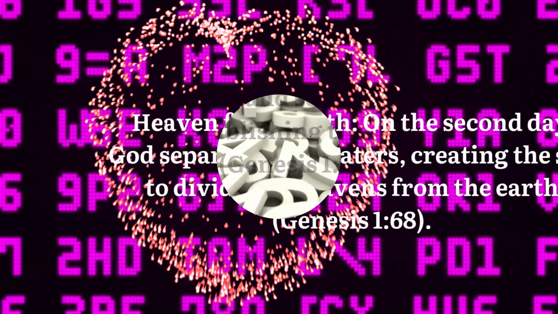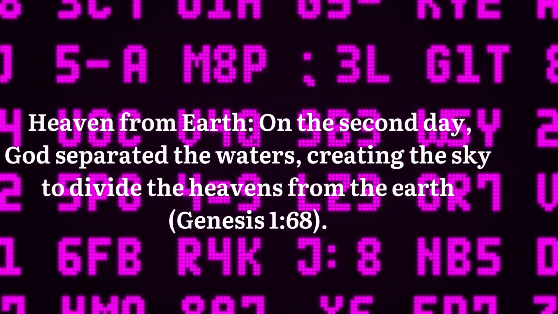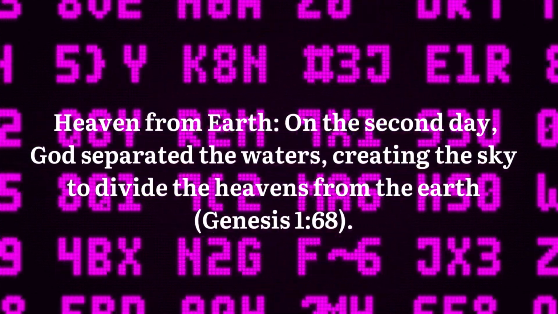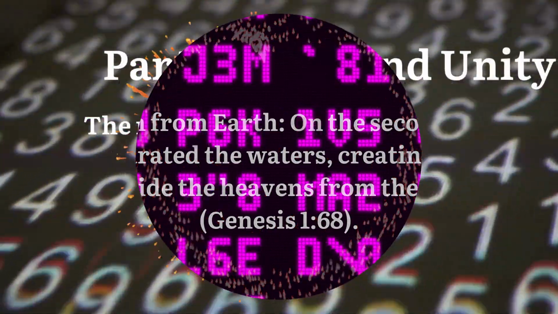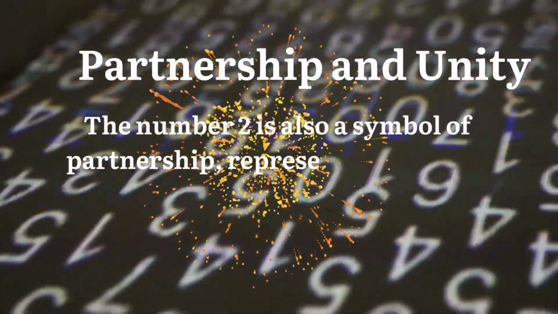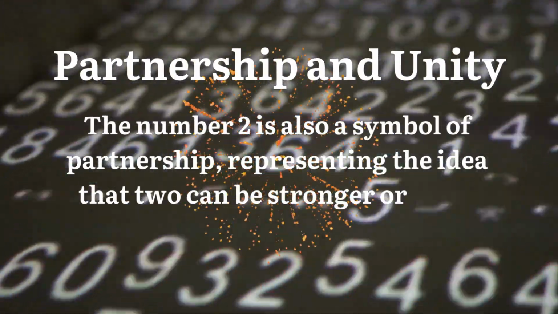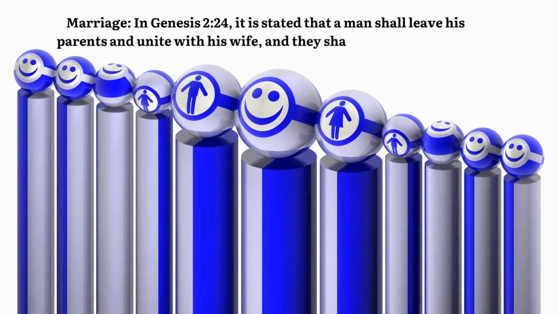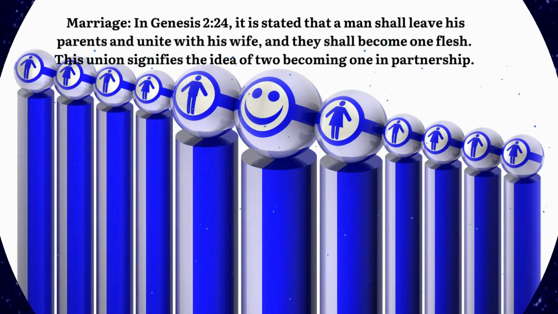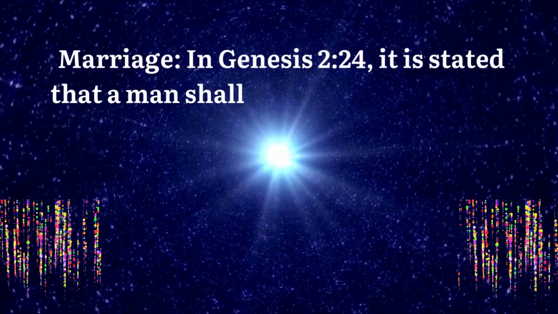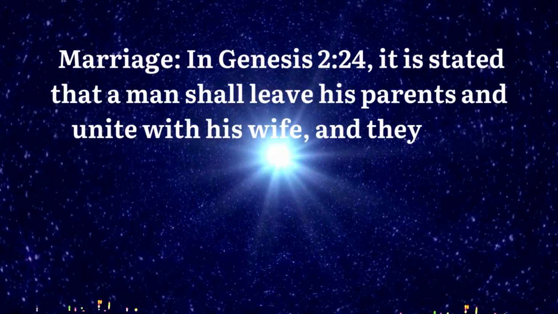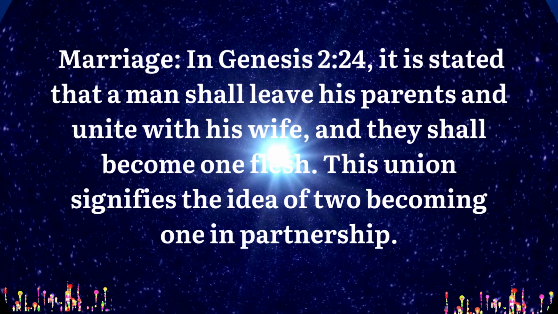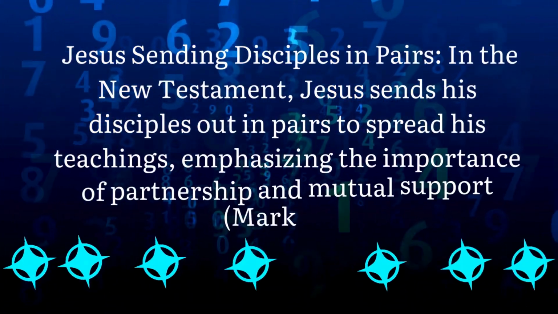Genesis 1 verse 3-4. Heaven from earth. On the second day, God separated the waters, creating the sky to divide the heavens from the earth. Genesis 1 verse 6-8. Partnership and unity: the number 2 is also a symbol of partnership, representing the idea that two can be stronger or more complete together. Marriage. In Genesis 2 verse 24, it is stated that a man shall leave his parents and unite with his wife, and they shall become one flesh. This union signifies the idea of two becoming one in partnership.